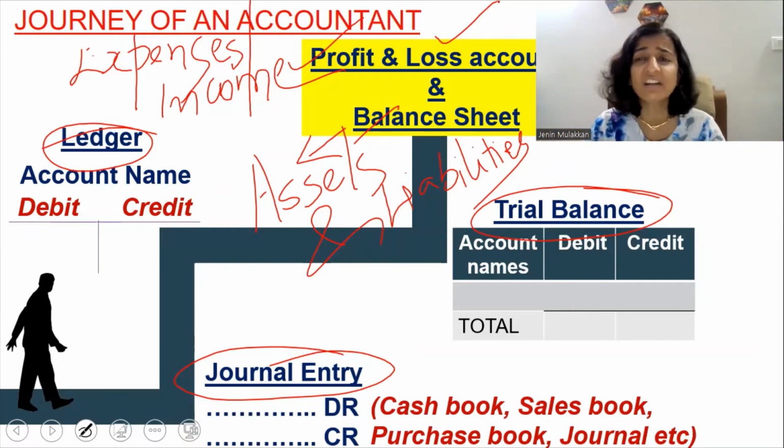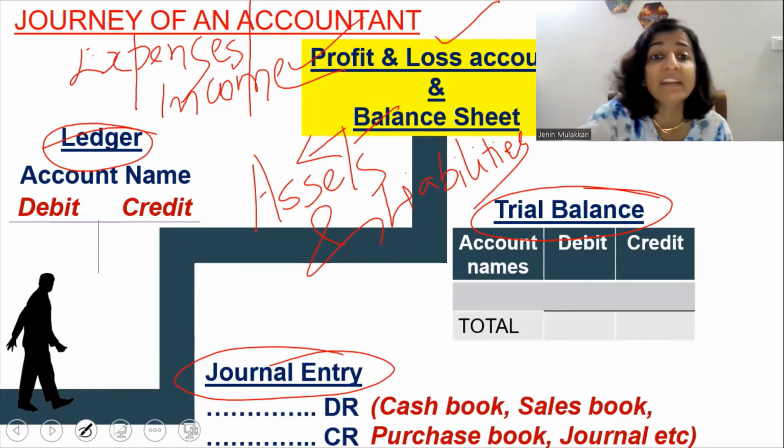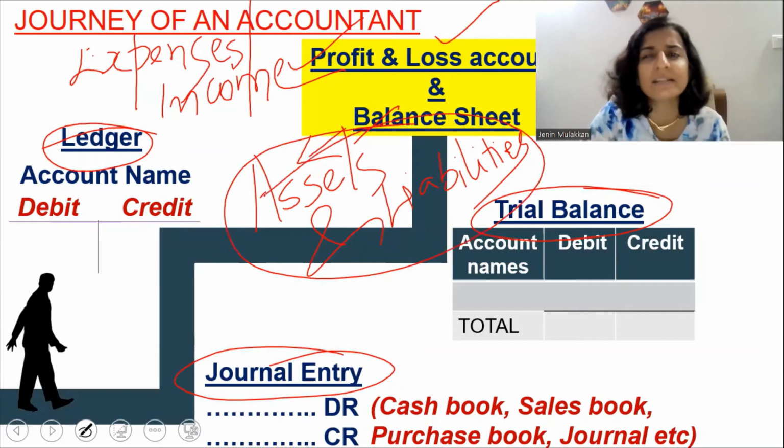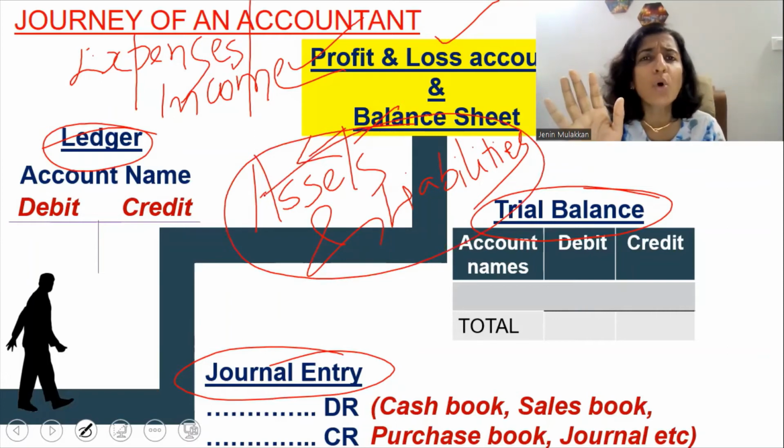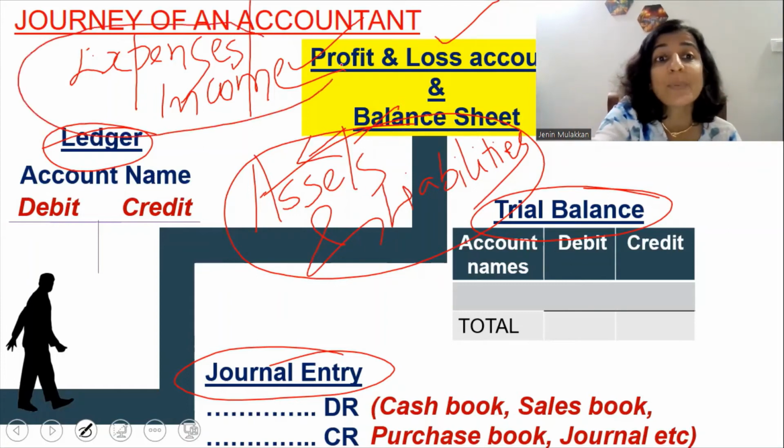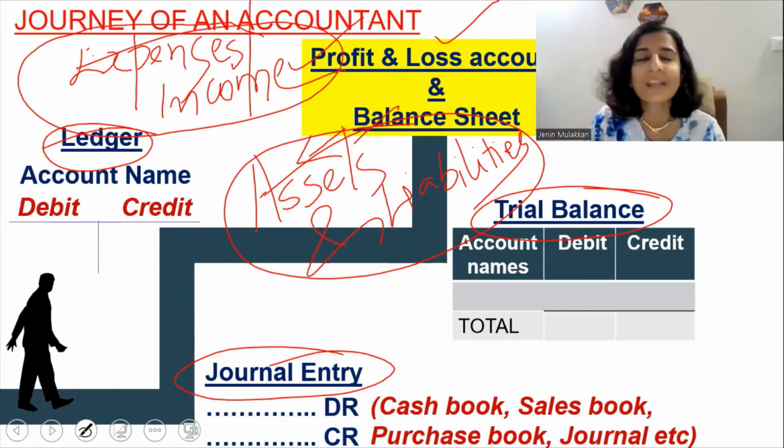Now, regarding journal entry, we know only one rule. That is rule number 1. That was solely related to assets and liabilities. Now, we've got just one more rule to learn. That is the rule relating to expenses and income. So let's move on to rule number 2.